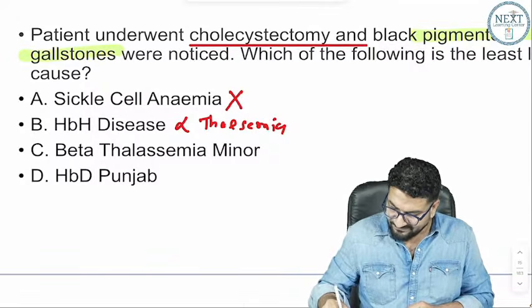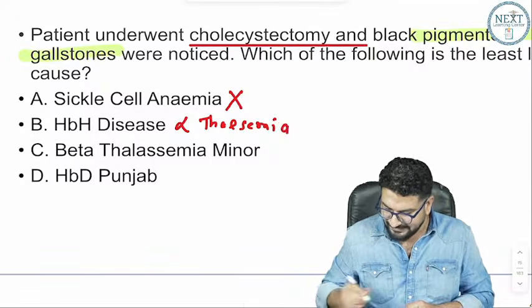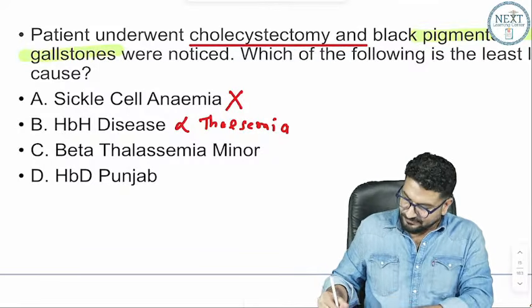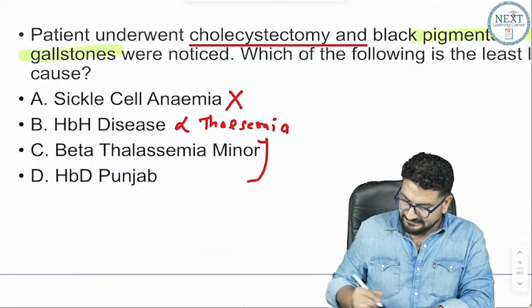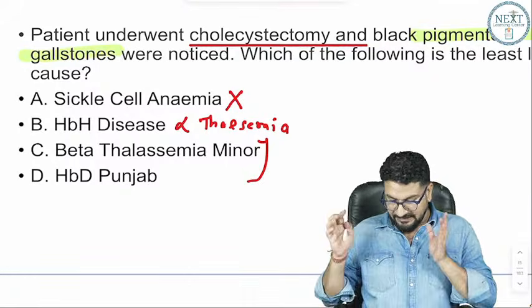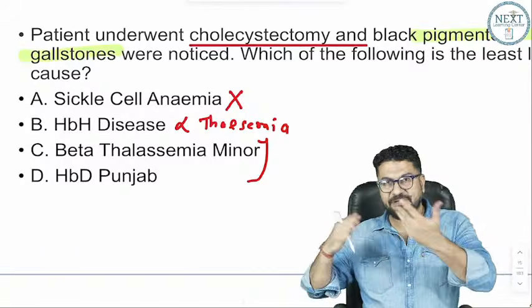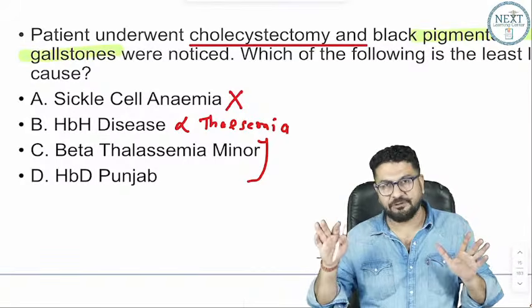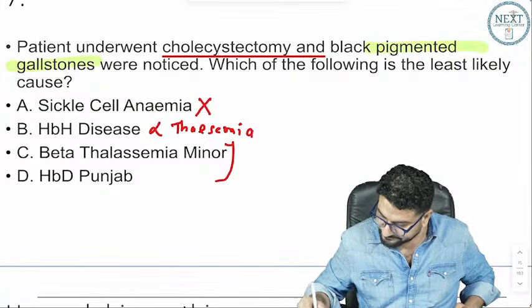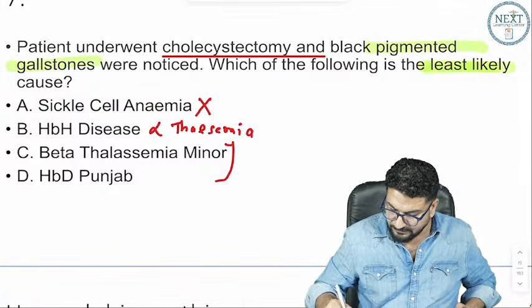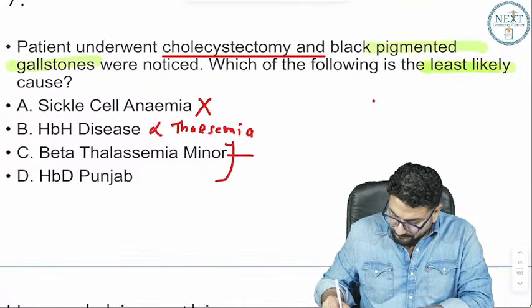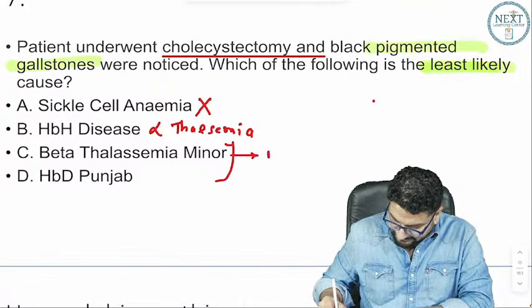Right? Now understand this thing. Now we are left with two options: beta thalassemia minor and HbD Punjab. Both of these are conditions which will have less chance. Now see, if in the question the answer could be beta thalassemia major, then straight away we can rule it out. So they are asking you the least likely cause. So understand this thing. Beta thalassemia minor is something which is more common.